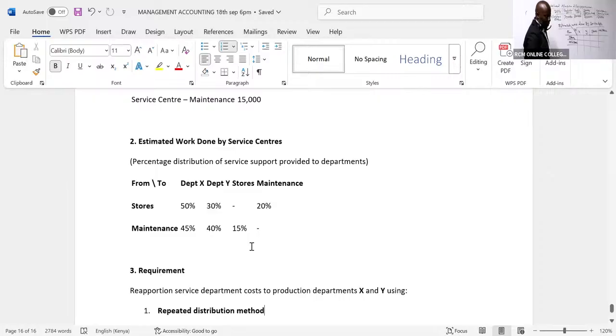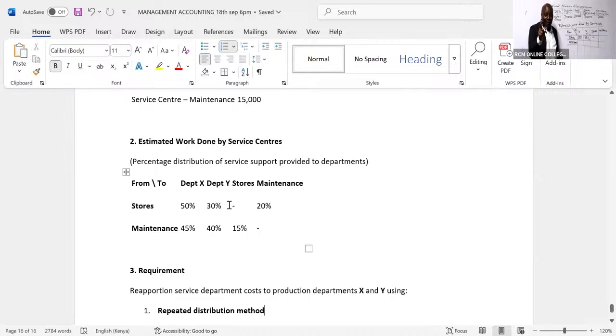All right. So they've given us here stores to production X, 50%. 50% of all our work in stores went to X. And then we have, ladies and gentlemen, 30% went to Y. We shall always make that great assumption that it's not possible for a department to serve itself. You can't get stores serving itself as stores. So here, stores, put a dash.